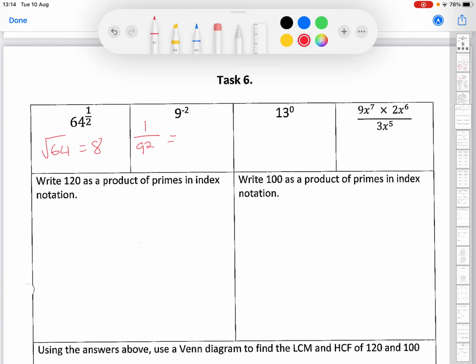Anything to the power of minus means we flip it, so it's 1 over 9 squared. Don't forget to work that out, so that's 1 over 81. Anything to the power of 0 is just 1.